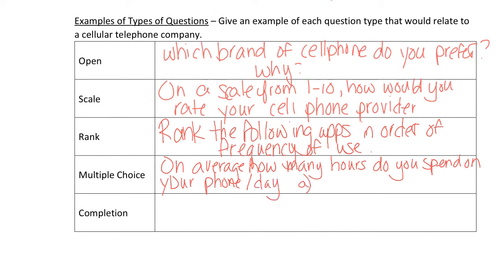So, option A might be 0 to 5 hours. Option B might be 5 to 10 hours. Option C may be 10 plus hours. Okay. And then completion, that would just be asking the reader a question where they would give a direct answer. So, who is your cell phone provider?